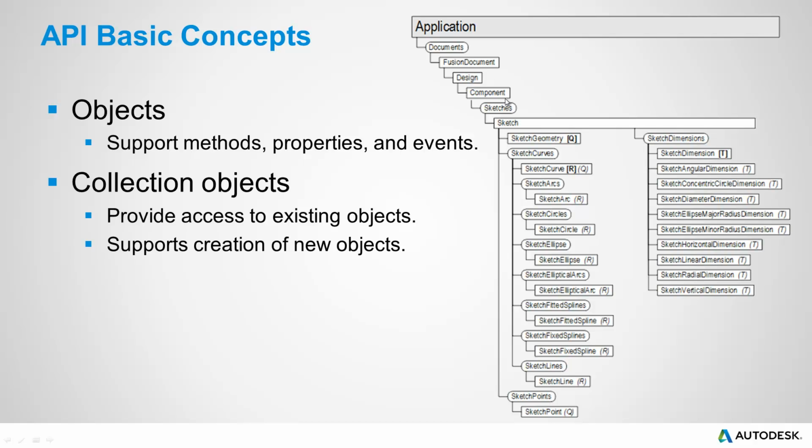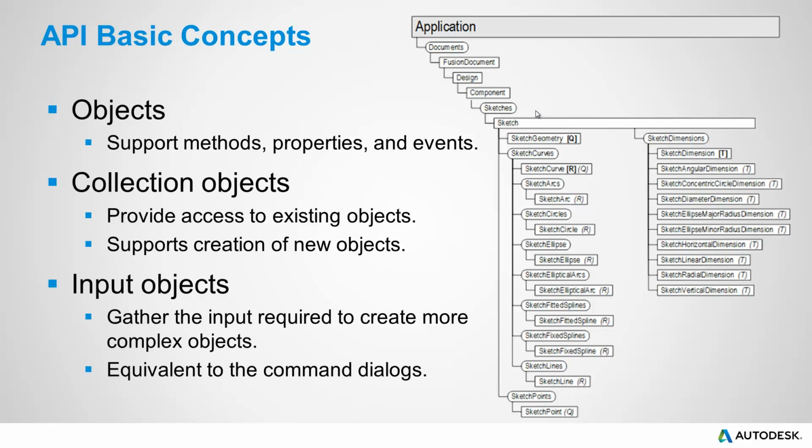And so this hierarchy, I go from the application down to the document. The document owns the design. Design owns components. Component owns sketches, and sketches own curves, and those curves are arcs, circles, ellipses. It also owns dimensions, points. So again, this hierarchy defines this ownership.